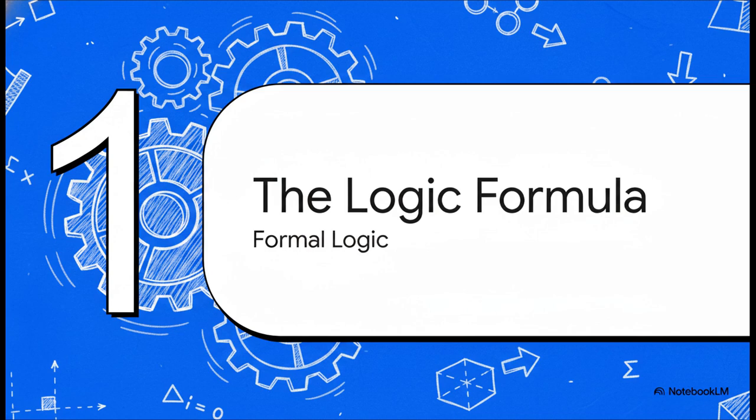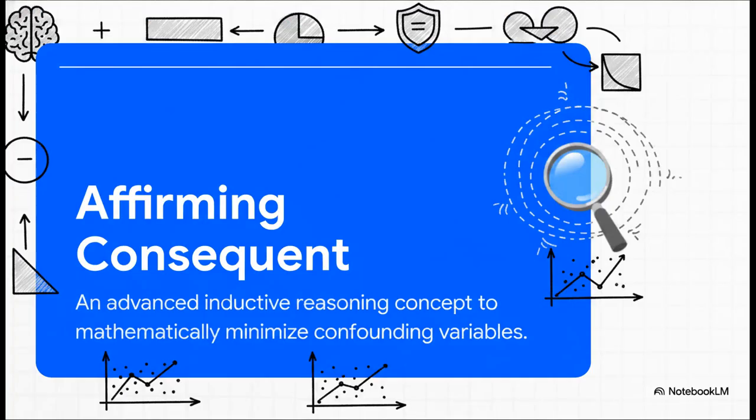Section 1. The Formal Logic Formula. To get that level of proof, we really have to look under the hood at the mathematical engine powering baseline logic. And that brings us to affirmation of the consequent. Now, BCBA candidates often run for the hills when they hear formal logic terms. They sound like they belong in a dusty philosophy textbook, not a clinical manual. But if we strip away the jargon, this is simply an advanced inductive reasoning concept used to mathematically minimize confounding variables. Basically, it's the ultimate tool we use to make sure our experimental validity is rock solid.